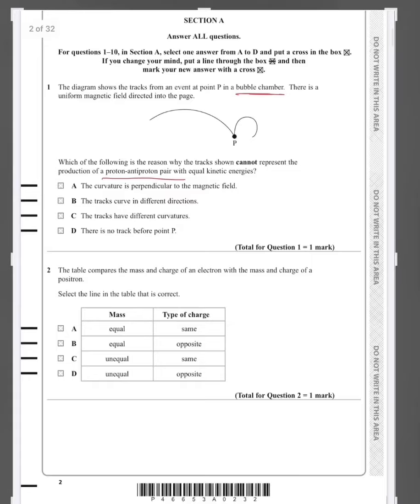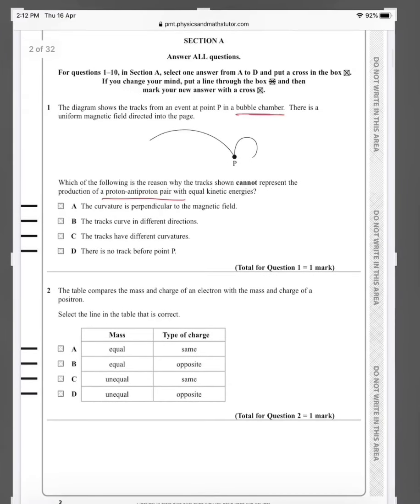Part C, the tracks have different curvatures. So this is not a reason for the production of a proton and antiproton, since they have the same kinetic energies as it is stated in the question. They have the same kinetic energies, and as it is a proton and an antiproton, their mass should also be the same. So due to this, their radius would also be the same. So C is the answer.